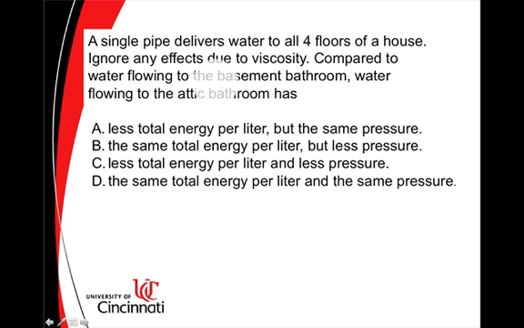So this one's fairly similar: a single pipe delivers water to all 4 floors of a house. Let's suppose that you have an apartment building. Ignore any effects due to viscosity, meaning that there are no energy losses. We're going to talk about that at the end on Tuesday. Compared to water flowing to the basement bathroom, water flowing to the attic bathroom has less total energy per liter but the same pressure, the same total energy per liter but less pressure, less total energy per liter and less pressure, or the same total energy per liter and the same pressure.